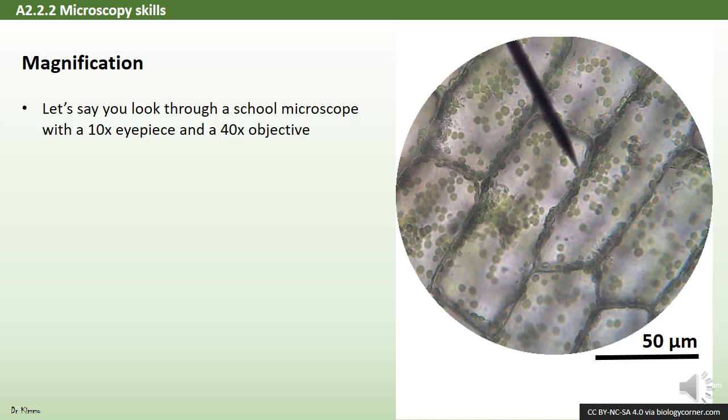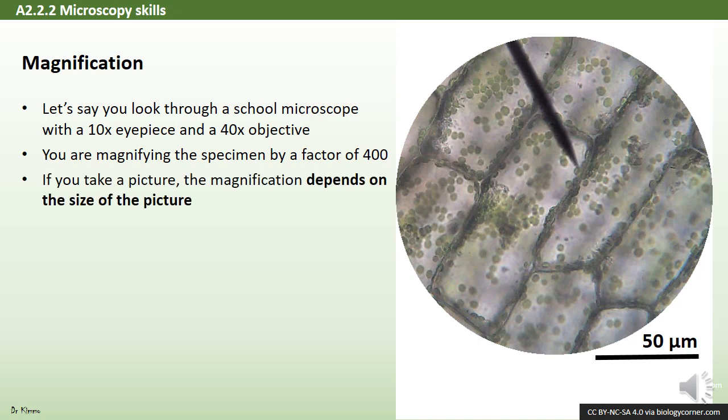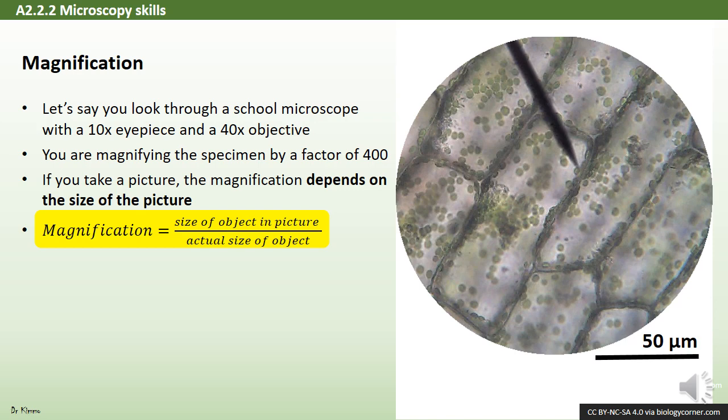Magnification. Let's say you look through a school microscope with a 10x eyepiece and a 40x objective. Then you are magnifying the specimen by a factor of 400. Everything looks 400 times as big as it would look without a microscope. If you take a picture of what you see, the magnification will depend on the size of the picture. So the size of the object in the picture divided by the actual size of the object.